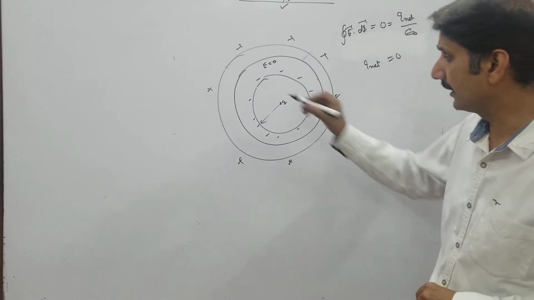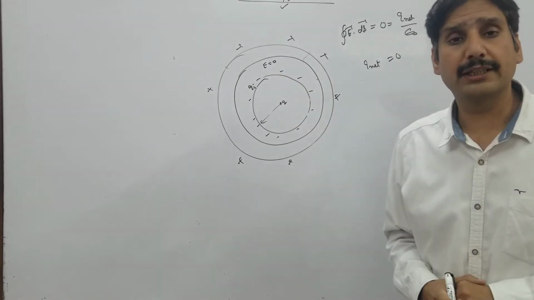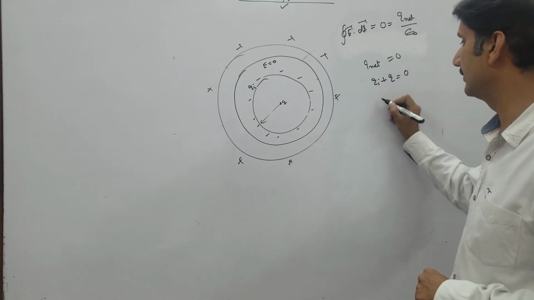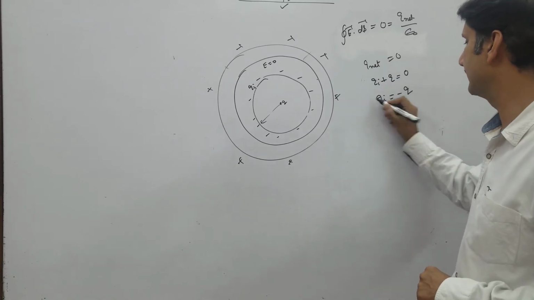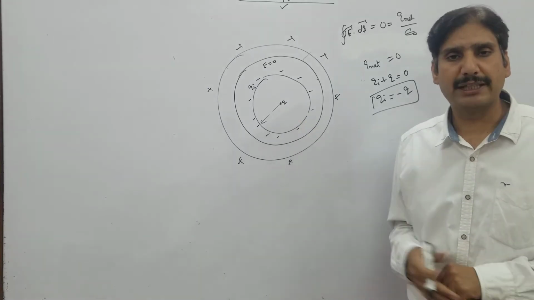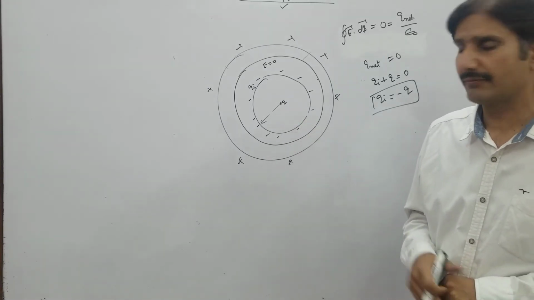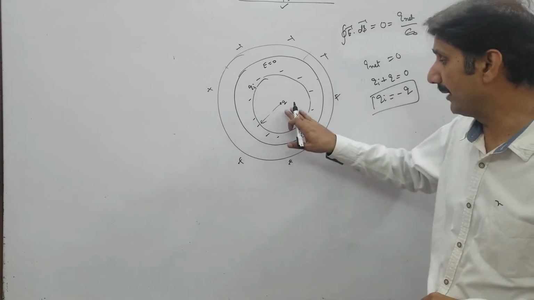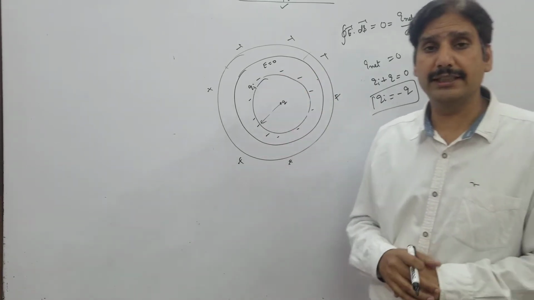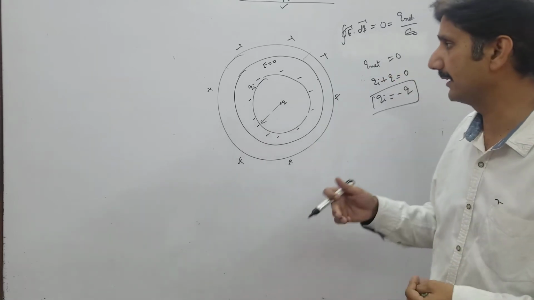And Q net is what? The induced charge, let's say I call that Qi. Qi plus Q should be equal to 0. The induced charge is just equal and opposite to the charge you have placed at the center of this cavity. So if you have placed 3 coulomb charge over here, negative 3 coulomb charge will appear on the inner surface. But what about the outer surface?